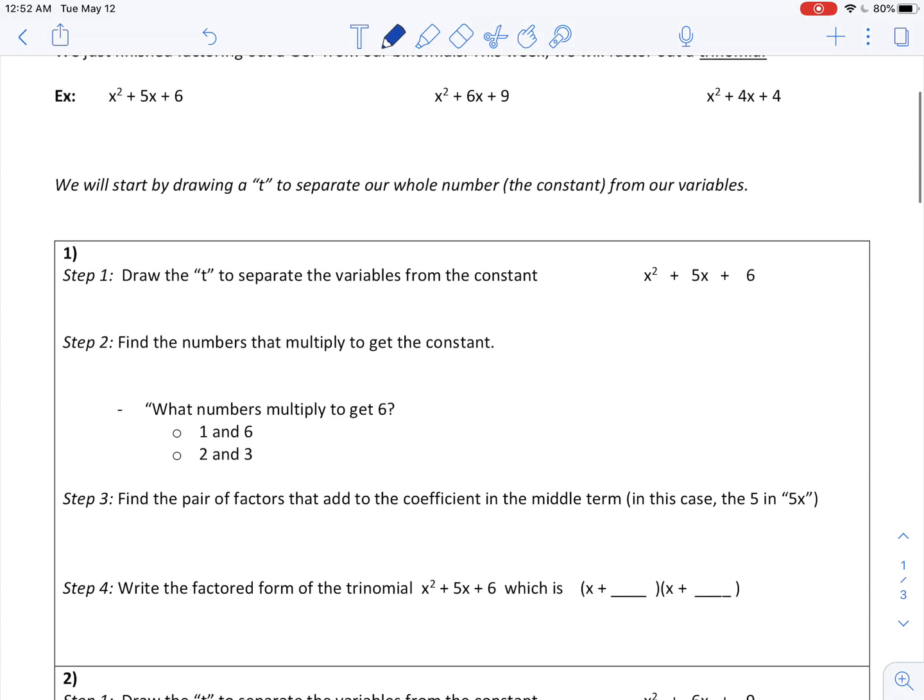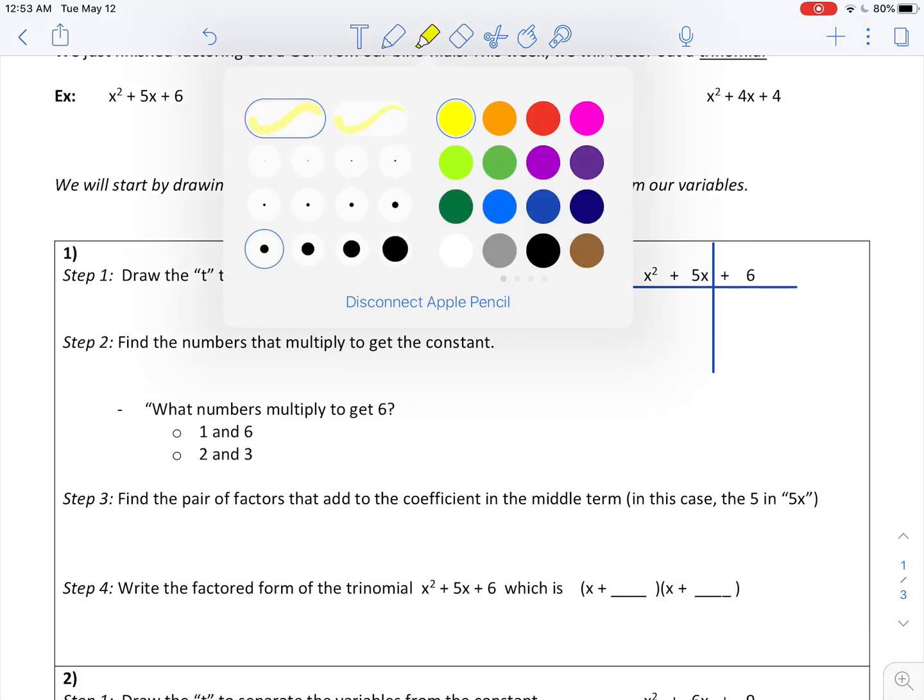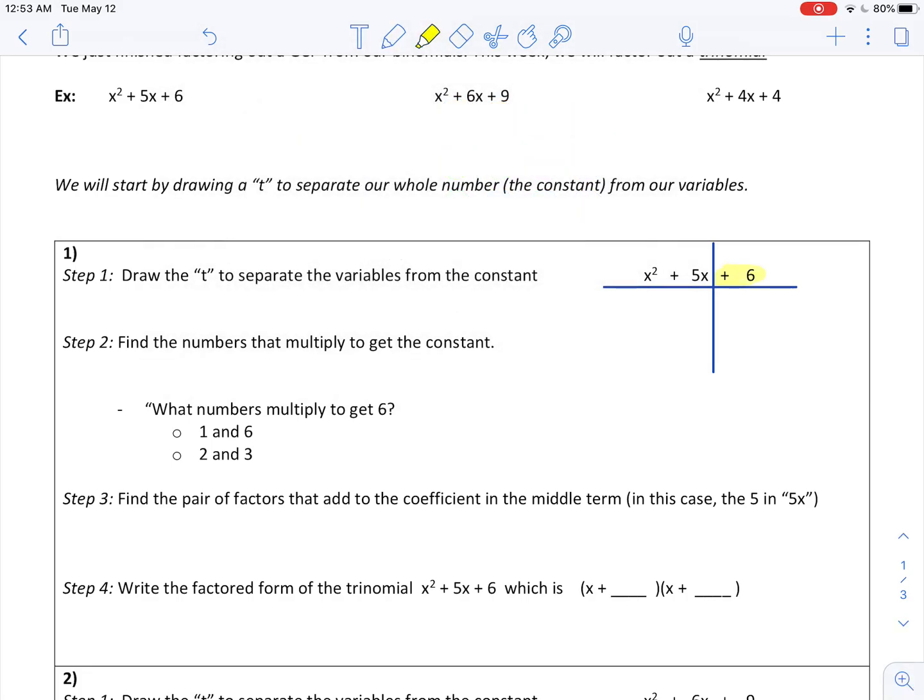We're going to start by drawing a T to separate out the whole number, the constant, from the variables. Let me draw that on the other side of the plus. So here's our constant, and it's a positive 6. What we want to do is list out all of the factors of 6, all the pairs of numbers that multiply to 6. So what multiplies to get 6?